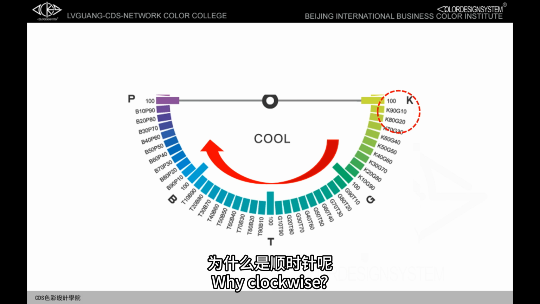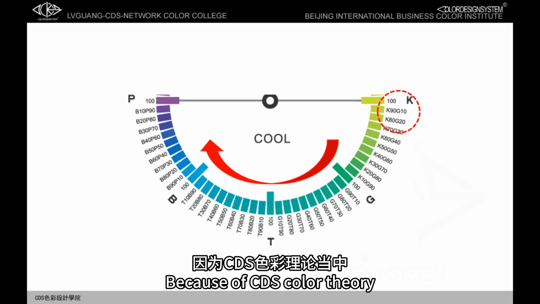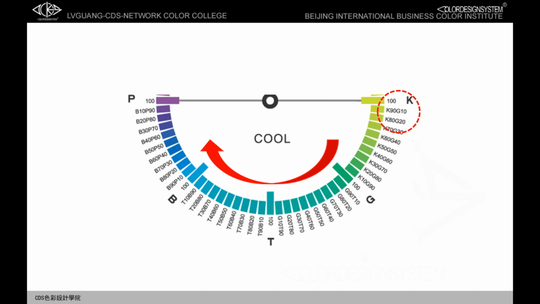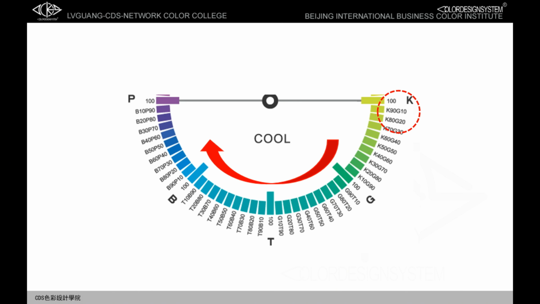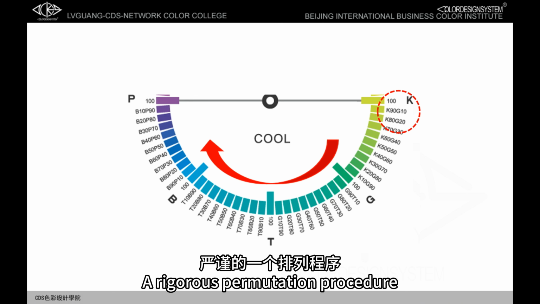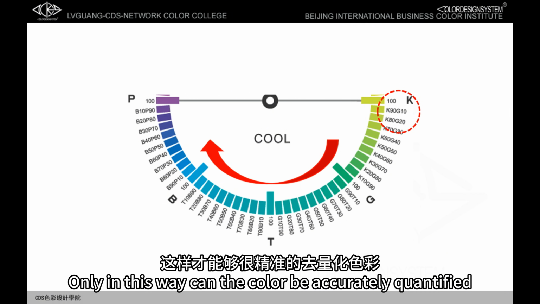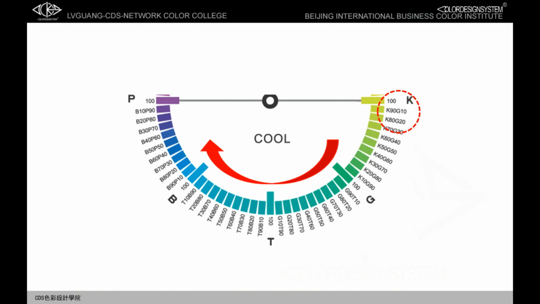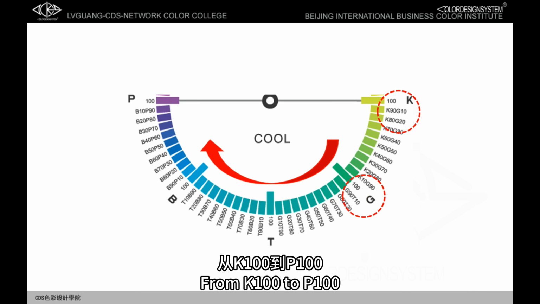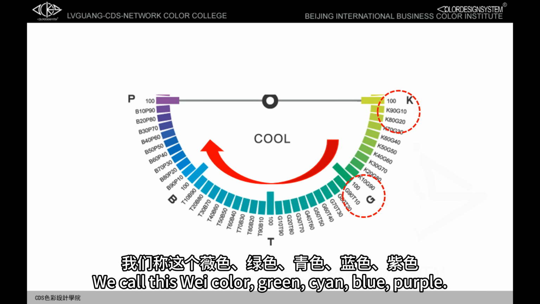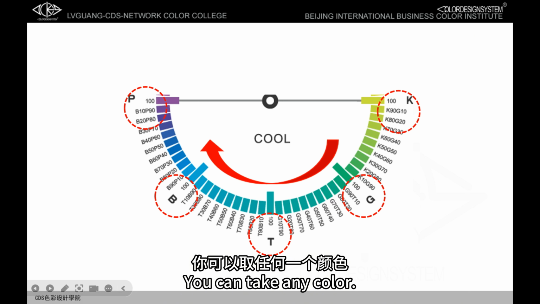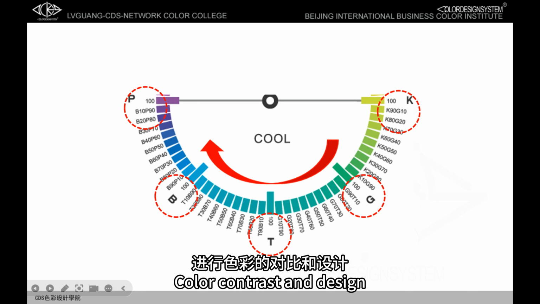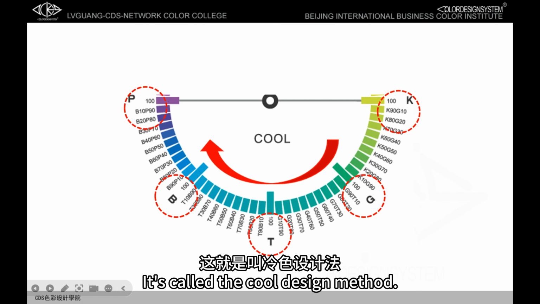Why clockwise? Because of CDS color theory, it is only clockwise, because all of its color coding is intrinsically logical, a rigorous permutation procedure. Only in this way can the color be accurately quantified. From K100 to P100, we call these colors green, cyan, blue, purple. In this area, you can take any color, do color contrast, and design. It's called the cool design method.